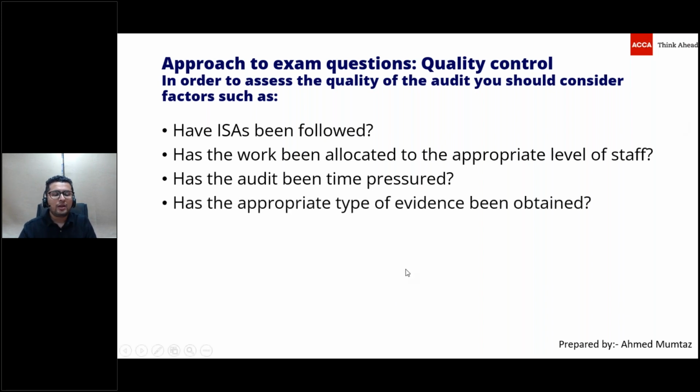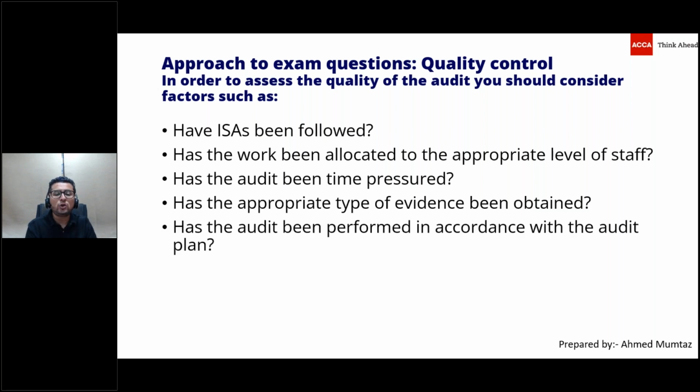Number fourth, has the appropriate type of evidence been obtained? So the right evidence should be obtained, so we have to look for it. We also need to evaluate whether the audit is being performed in accordance with the audit plan. What if during the audit the team has deviated from the audit plan, which is a serious compromise on the quality control?